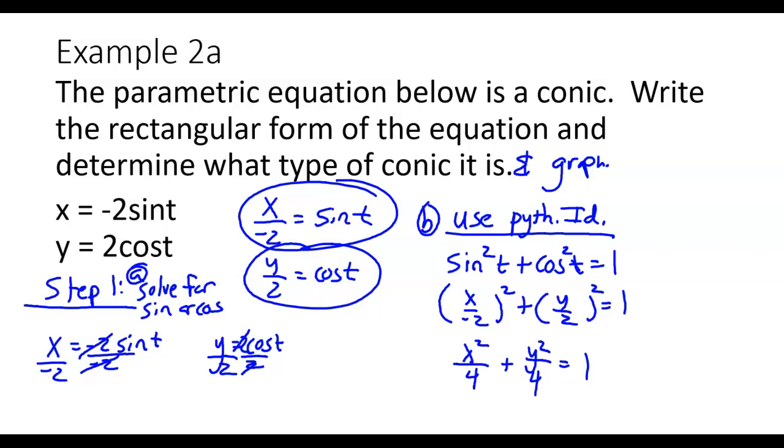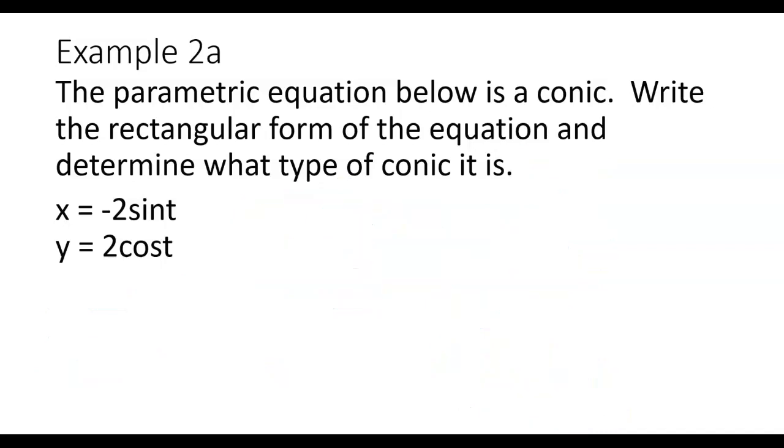Okay, so there's that. That's step one. I rewrote this now as a rectangular equation. So a little bit different than the last one. Instead of solving for t, we solve for the sine and the cosine. So just get the sine and the cosine by itself. After that, we have to use the Pythagorean identities to get it in rectangular form. All right. Let's move on to step two.